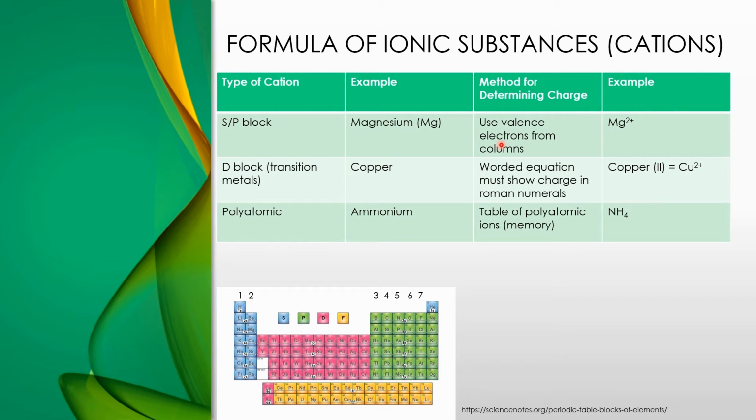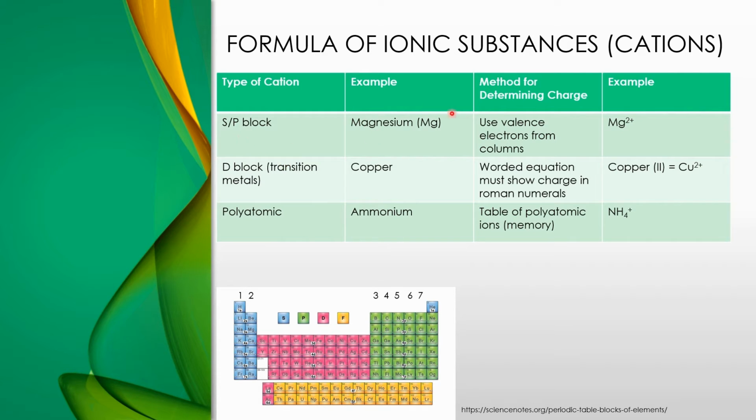Now, when you're given a cation, what you're going to be given first is the name of the cation or the positively charged element. So what can happen is you could either be given a cation that comes from the S or P block, a metal from there. You might be given a metal from the D block, or you might be given a cation that is a polyatomic ion. Let's go through each of these examples to try and figure out how to write their formula and their charge.